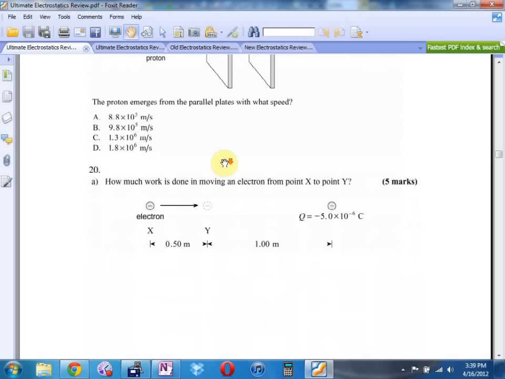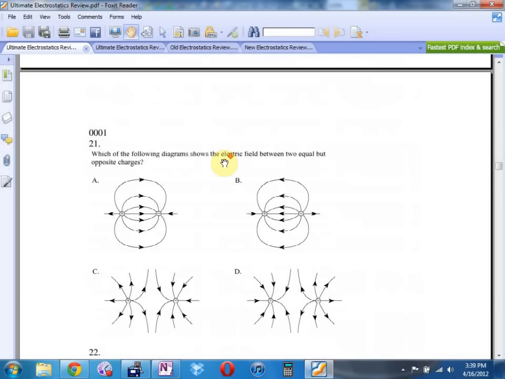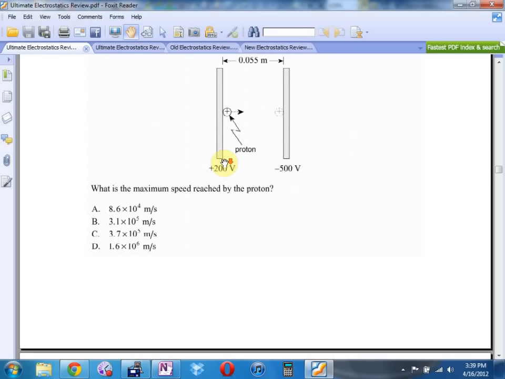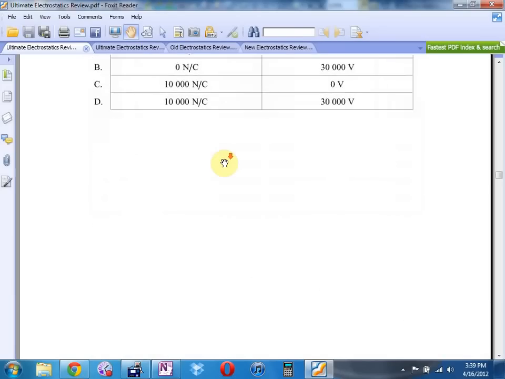19 is fine. 20 is good. A and B. Okay, so I'll ask you some kind of multiple choice question about electric field lines between point charges. So something like this, or the one that I showed you earlier. Something like 23 again as a written or multiple choice.